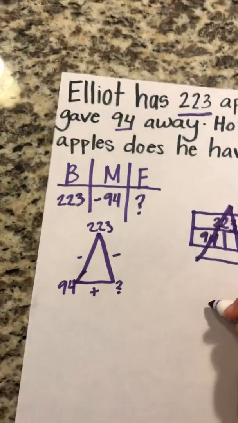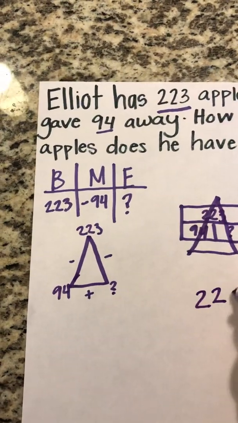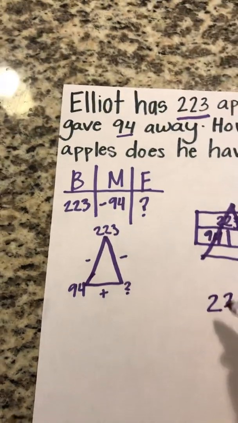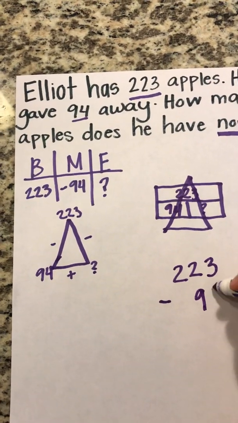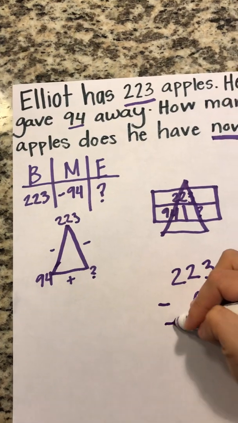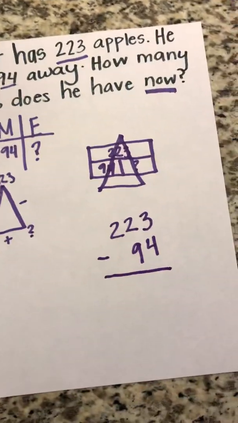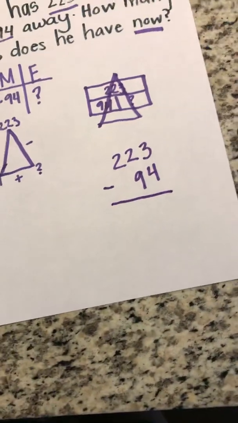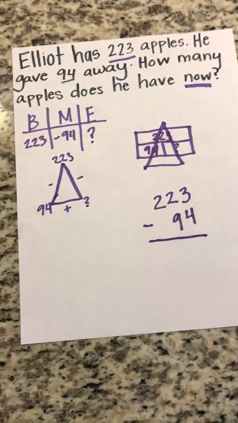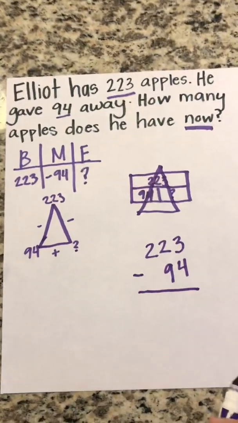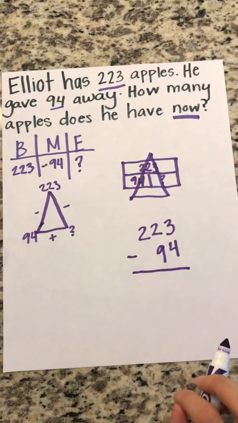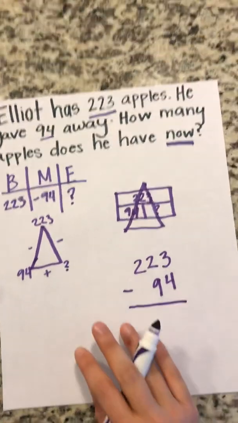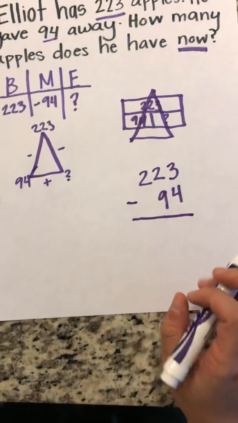So let's set that up, and we've practiced this. 223 minus 94 equals. I'm gonna line up my numbers and then I'm gonna solve. Okay, so, ooh, Miss Stratton gave y'all a toughie to solve here. We're gonna have to regroup and borrow, aren't we?